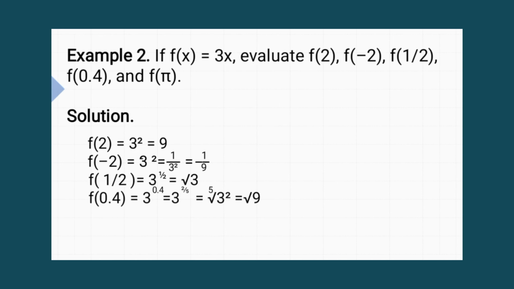If our x is 2, so f(2) will become 3 squared. So 3 squared is equal to 9. Then f(-2) will be 3 raised to negative 2. Since our exponent here is a negative number, get the reciprocal, that will become 1 over 3 raised to 2. And 1 over 3 raised to 2 is equal to 1/9.